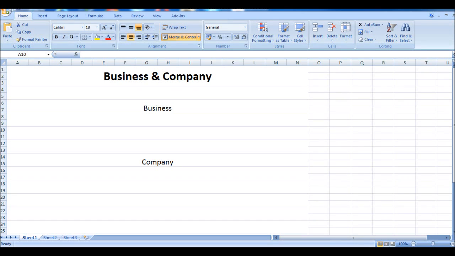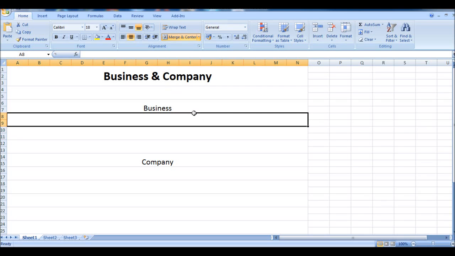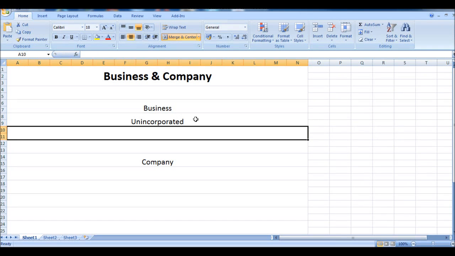The question is, what is the difference between a business and a company? Well, first of all, a business is unincorporated and is generally owned by one person or a couple of people and can be referred to as a sole trader or a partnership.